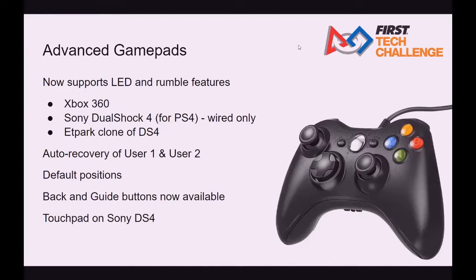Are you ready to rumble? Besides the Logitech F310, other FTC gamepads have rumble and LED features that are now available with the new 7.0 SDK. They are the Xbox 360, the wired version of the Sony DualShock 4, developed for the PlayStation 4, and an inexpensive clone of the Sony DS4 branded as ETPark. It's available from REV Robotics and possibly other sources.